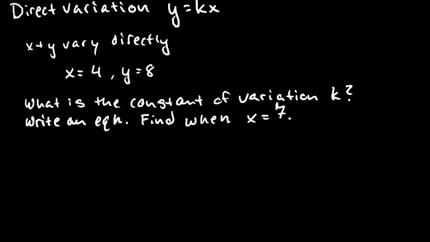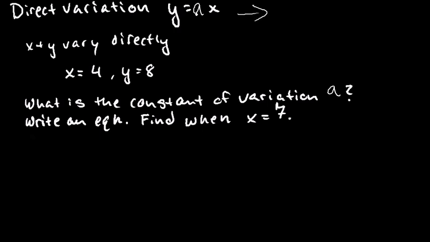Alright, direct variation. Now this is the new portion that we did not get to. So direct variation, in your book, apologies, in your book it has y equals ax. So, x and y vary directly. That's a cue. I should have something using y equals ax. And x equals 4, y equals 8. What's the constant of variation?